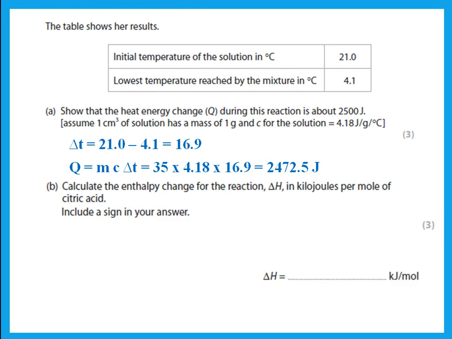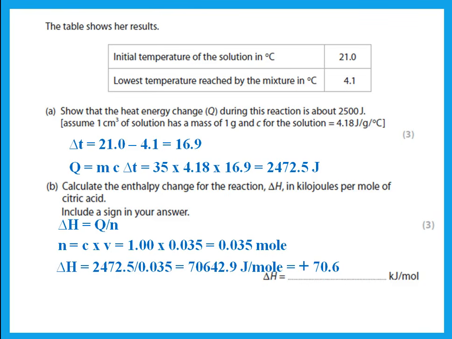Then he says, calculate the enthalpy change for the reaction. So how do I get delta H of citric acid? Again, what does he tell me? He says I have a certain concentration and a certain volume, so I multiply that and get the number of moles. And then I get delta H is Q over N. Are we going to put a positive or a negative for delta H? You should realize that the initial temperature is 21. The lowest temperature is 4. That means temperature went down. That means your final answer must be a positive number.